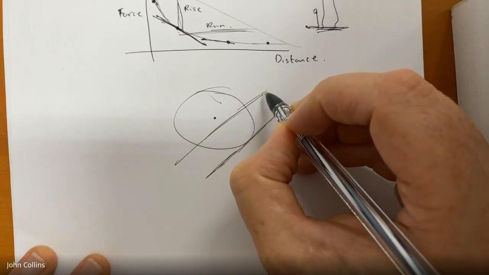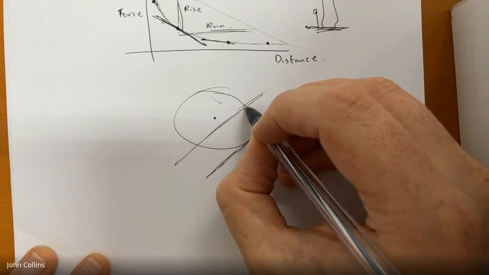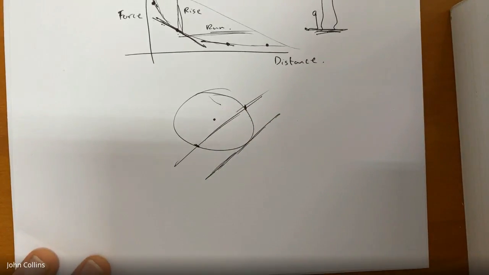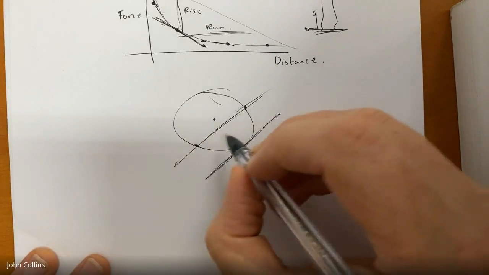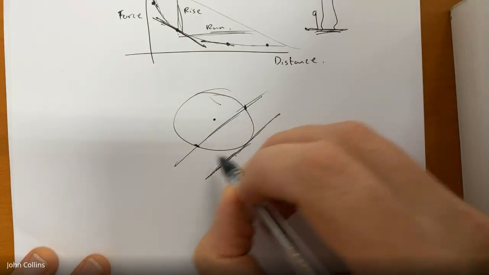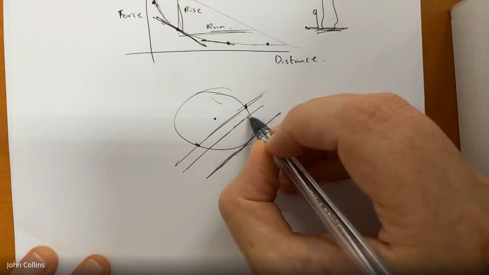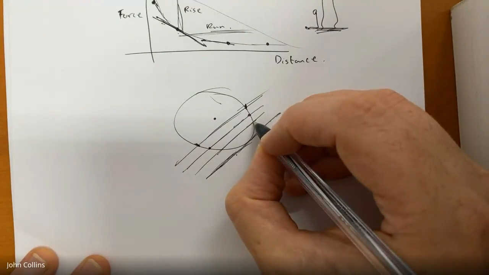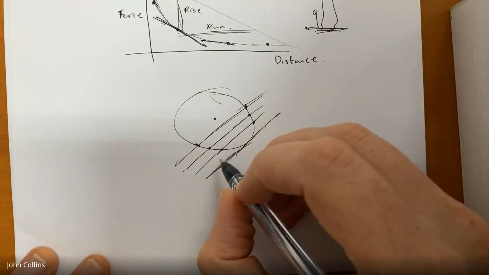I'm going to draw secant lines that are parallel. So secant lines then would have chords inside them. And so a chord would be that distance between there and there. All right, so as this secant line is parallel to this tangent, as the secant line gets closer and closer, the chord gets smaller and smaller.